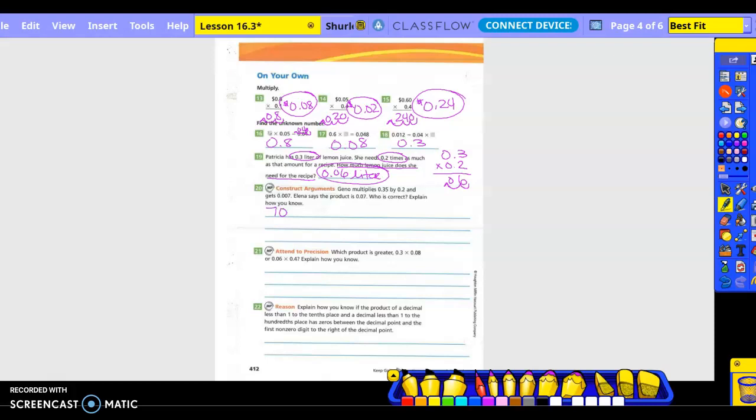70. Okay. How many place values, or decimal place values, do we need? So we have 2 in the first one, 1 in the second one, so 3. So I come over here and go 1, 2, 3, and I have to hold a spot with a 0. Now, this could also equal what? 7 hundredths.